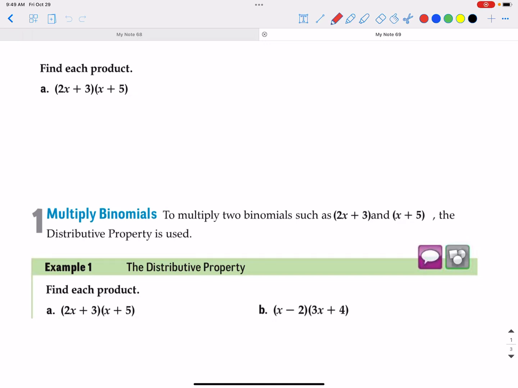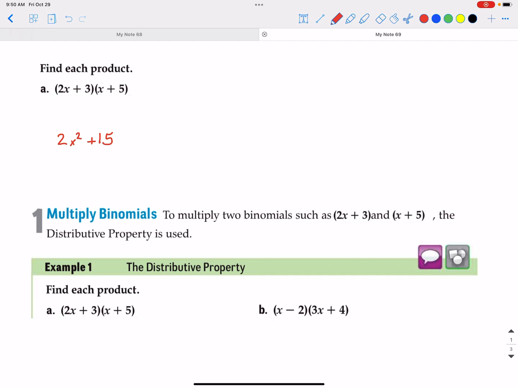This lesson's about multiplying polynomials. A common mistake in regards to multiplying polynomials is trying to just multiply the like terms. Again, this is a common mistake, but some people will just try to multiply the 2x and the x together, and that would give them 2x squared. And then they just want to multiply the 3 and the 5 to get 15. And they say, hey, the answer is 2x squared plus 15.